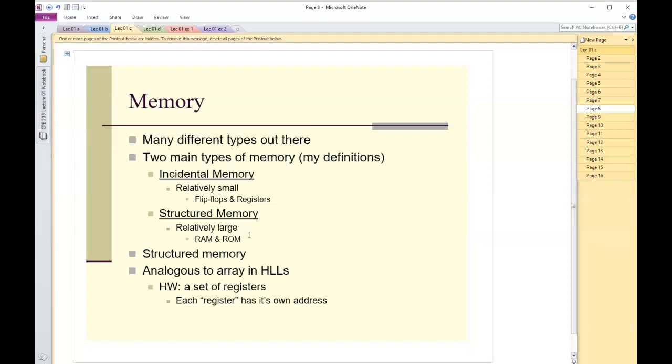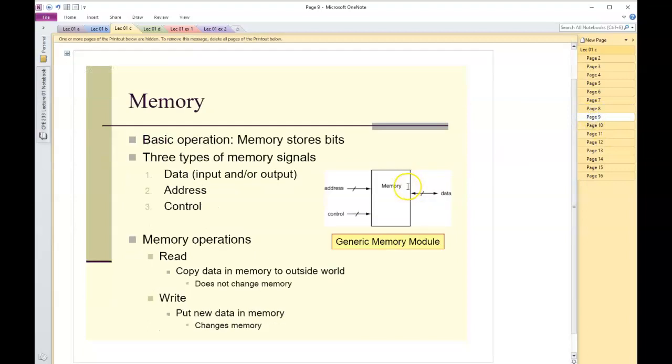Okay, so structured memory is a very simple concept. It's analogous to using arrays in a higher level programming language. Essentially, it's just a set of registers, an array of registers where each register has its own particular address. Address is a hardware term. It's analogous to using the word index in a higher level programming language. So this is the most generic memory you can imagine.